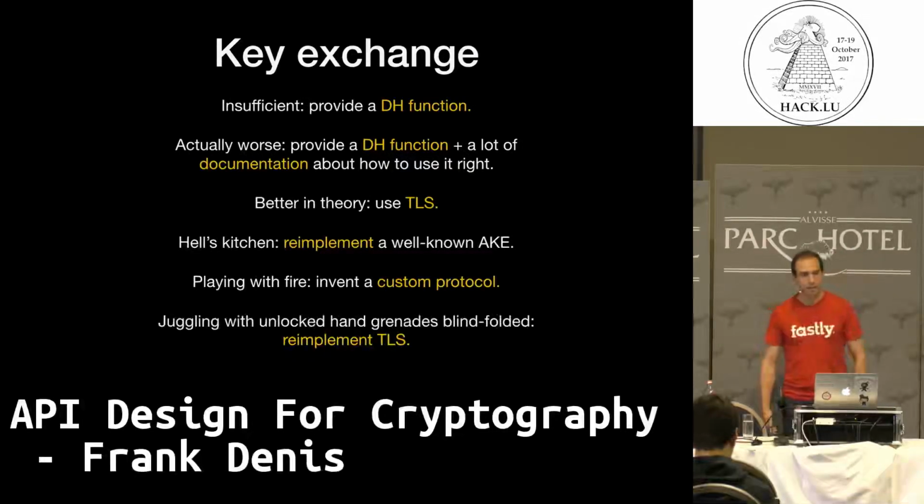This is sad. Key exchange: if you want different parties to communicate, they have to agree on a bunch of secret keys. So this is the key exchange mechanism. Libraries either provide something very simple, such as just a Diffie-Hellman function, and this is usually not enough. You have to do more. Or they can provide a Diffie-Hellman function and tell you what to do with it, and then you have to re-implement everything. It can be even worse in practice.